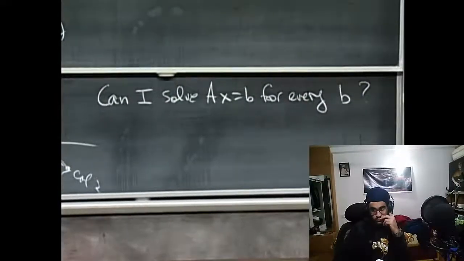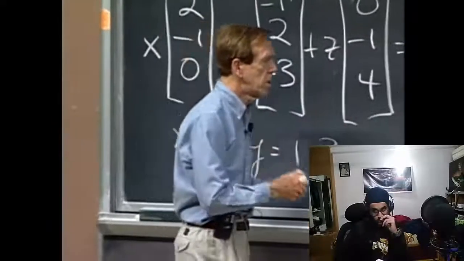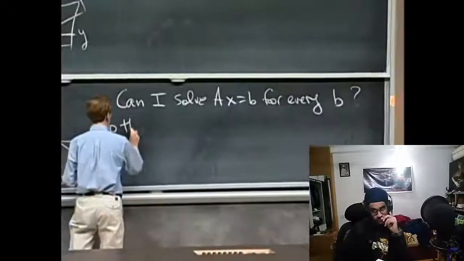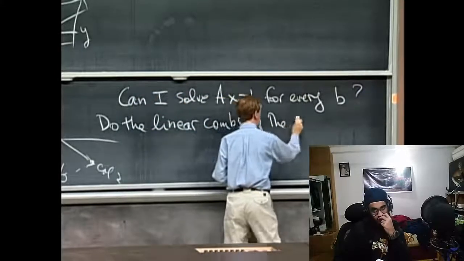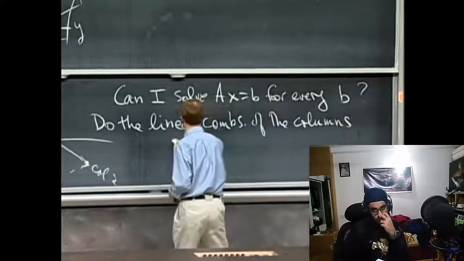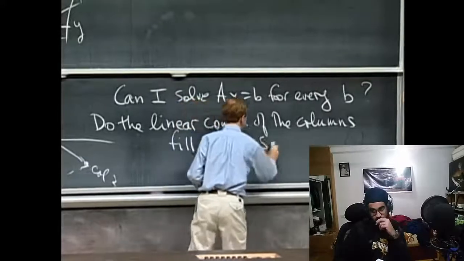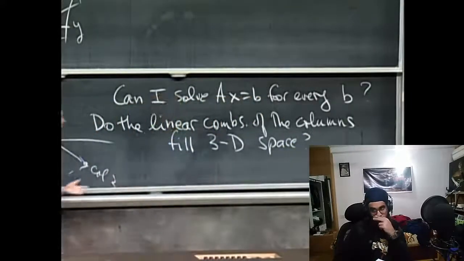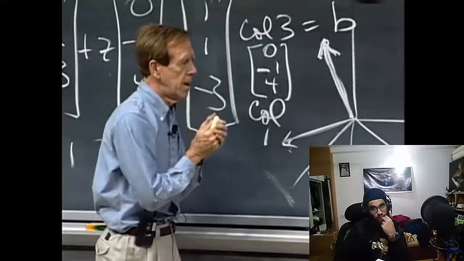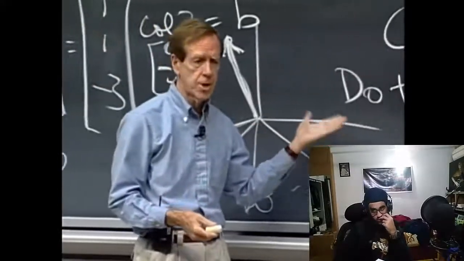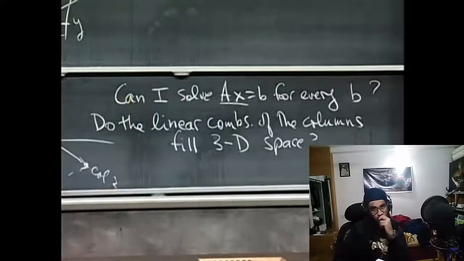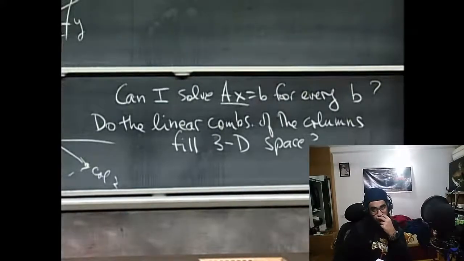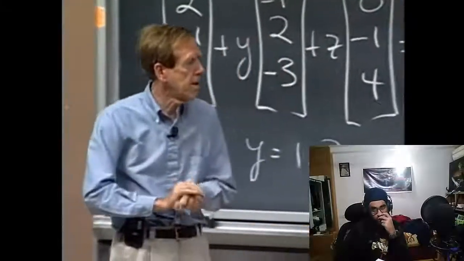So now, can I put that in different words? In linear combination words, do the linear combinations of the columns fill three-dimensional space? Every B means all the B's in three-dimensional space. So do you see that I'm just asking the same question in different words? Solving AX, oh, that's very important. A times X, when I multiply a matrix by a vector, I get a combination of the columns. I'll write that down in a moment.